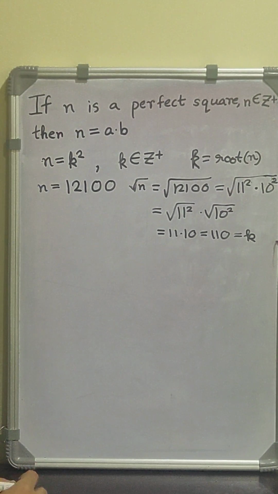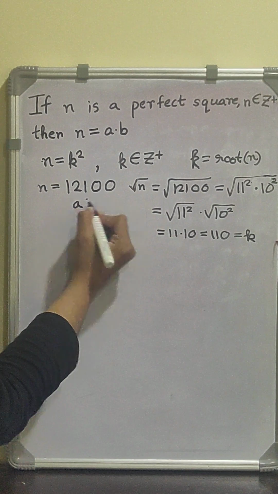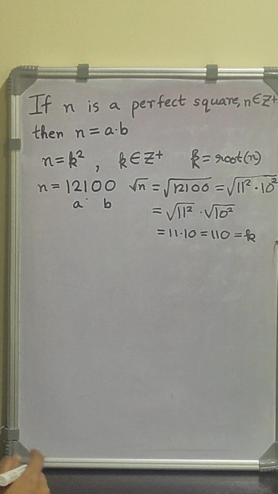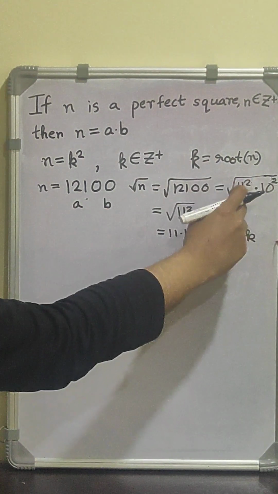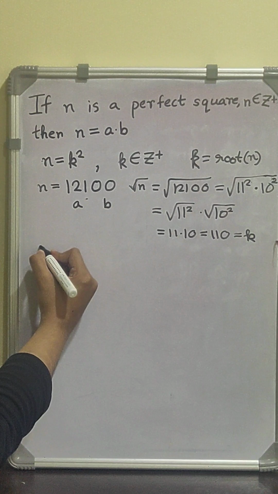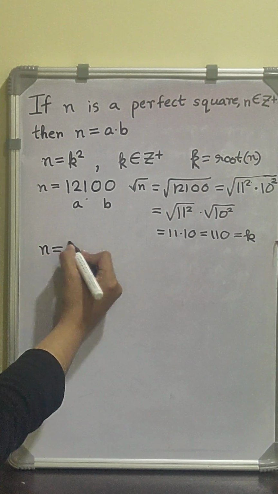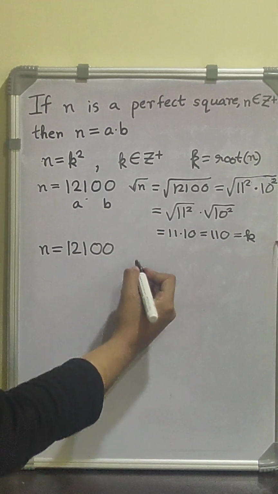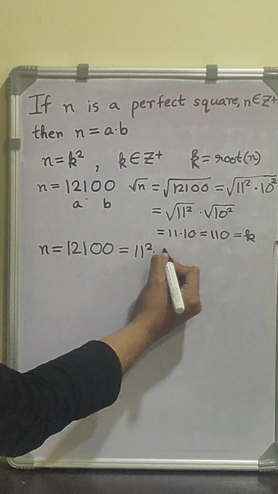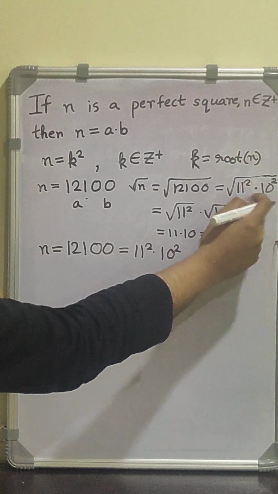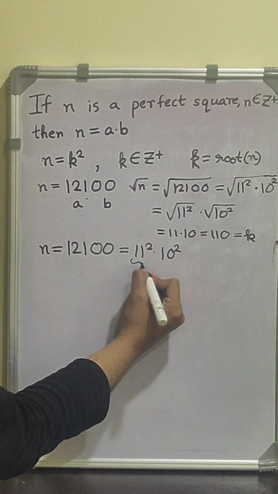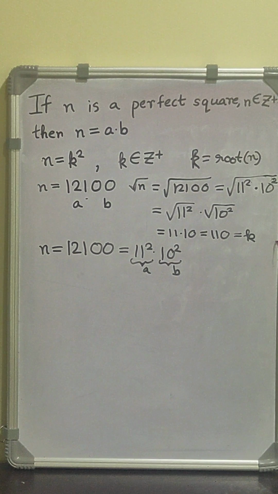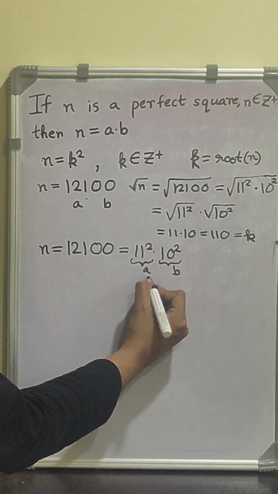But I was saying that I need some kind of a and b here to be consistent with what I have here. So what are a and b here? If I factorize in this form, then it turns out that n is 12100, because the root is 110, and this turns out to be 11 squared and 10 squared, exactly how I had factorized here. I'm saying that a is this and b is this, and both are perfect squares.